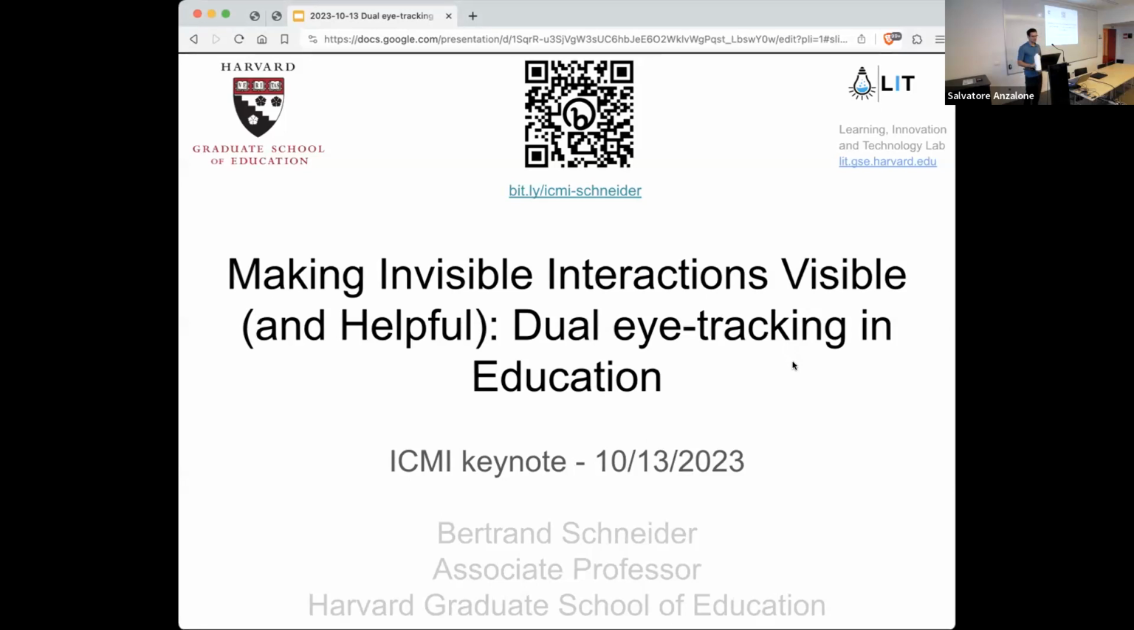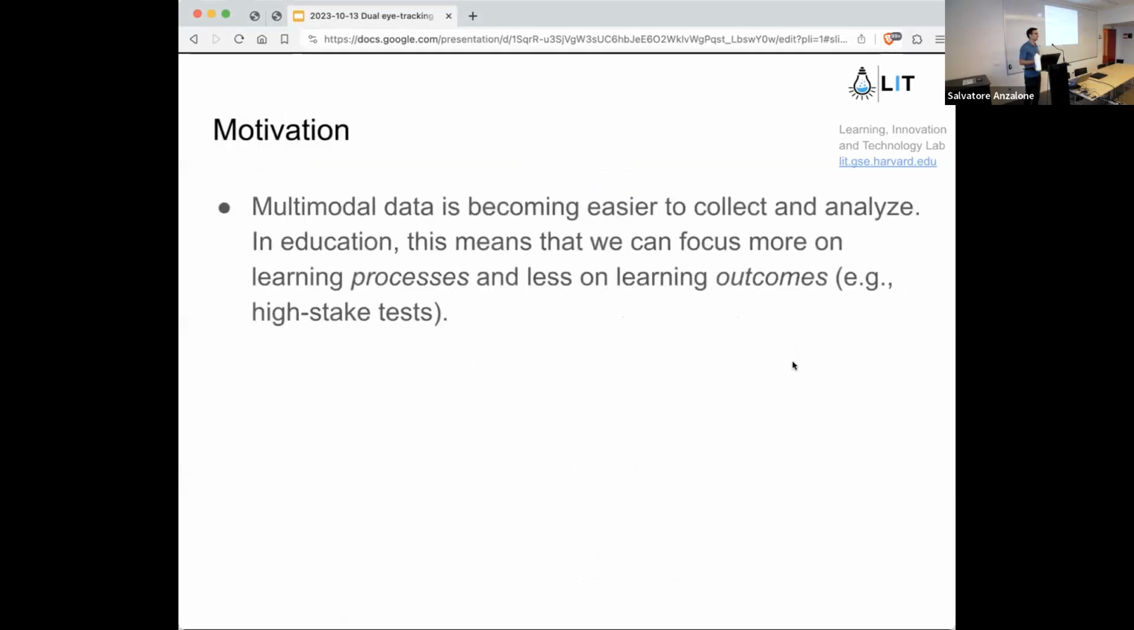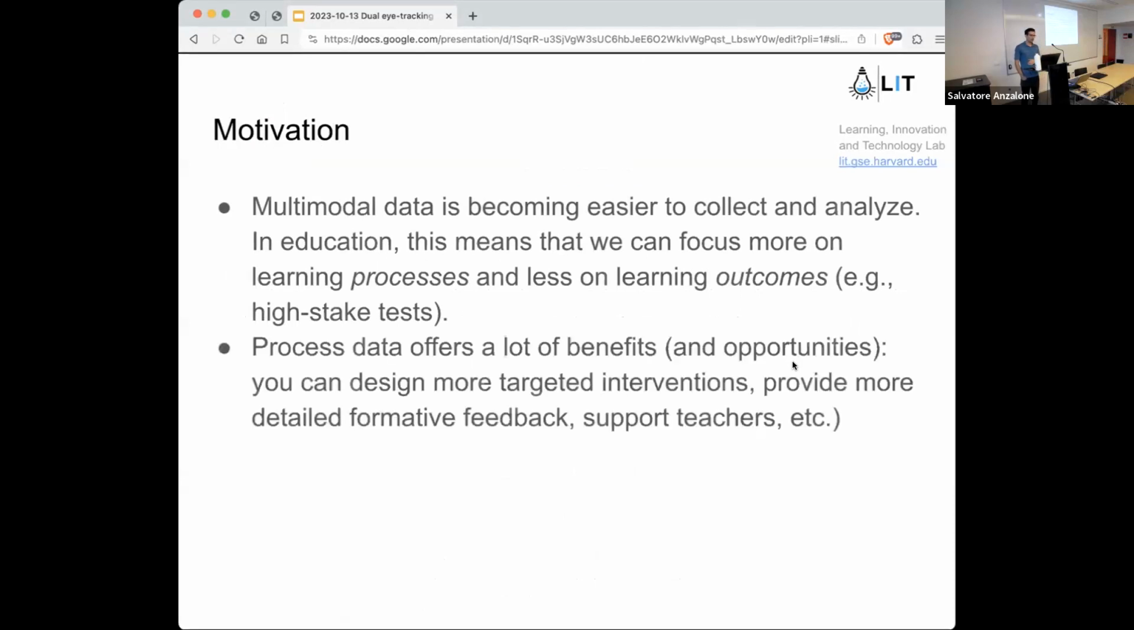But basically, the motivation for this talk is that, as you know, in this conference, it's becoming easier to collect and analyze a lot of kinds of multimodal data. And in education, this is something really interesting for us because it means that we can focus more on learning processes and a little bit less on learning outcomes like high-stakes tests. And process data offers a lot of benefits potentially in education.